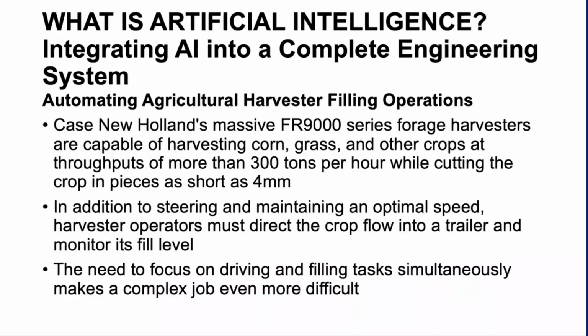Now, another area where AI is being optimized in terms of utilization is agriculture. Smart and precision agriculture, specifically in harvesting. There is a case in New Holland, the massive FR9000 series forage harvesters that are capable of harvesting different crops at more than 3,000 tons per hour while cutting the crop in pieces as short as 4 millimeters. So there is already an accuracy to it.